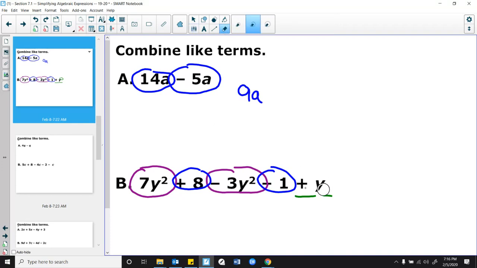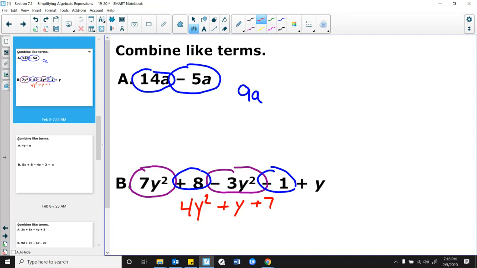Okay, so now we combine these. All right, so if I combine, let me get my pen back here. Okay, if I combine the 7y squared and the negative 3y squared, 7y squared and a negative 3y squared is going to combine to 4y squared. Okay, and again, there's nothing that I can combine with the y, so it's just plus y. And then I have an 8 and a negative 1. So an 8 and a negative 1, if I combine those, again, if you had $8 and I took 1 away, you're going to be down to plus $7. Okay, so I've now combined those like terms.